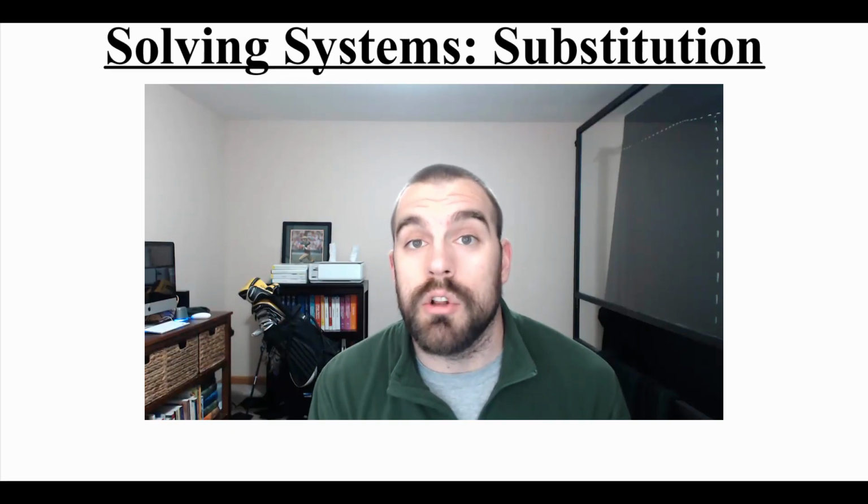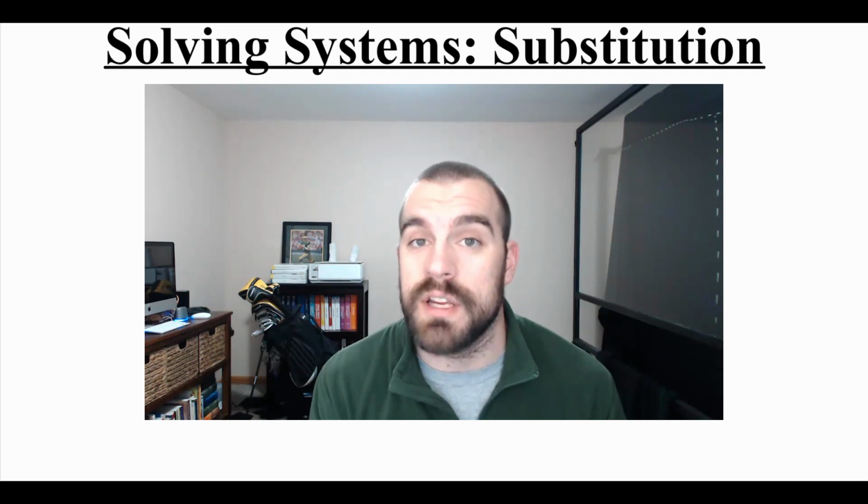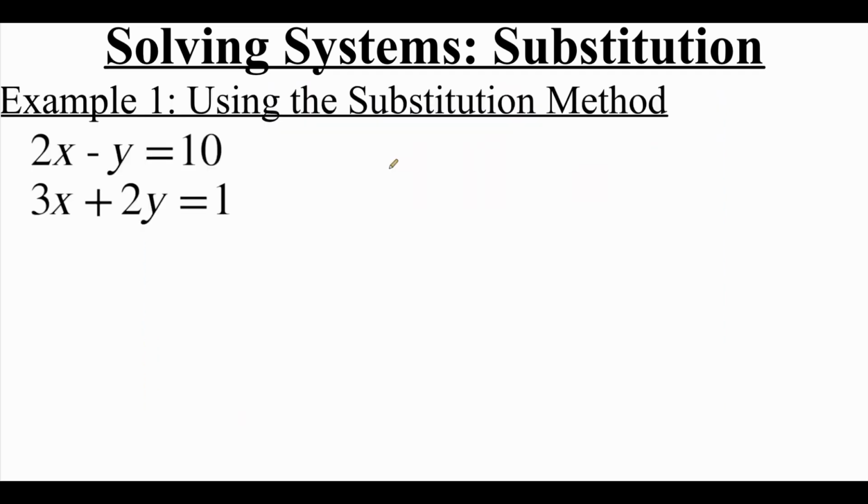In this video, we're going to look at solving a system of equations using substitution. So as we're talking about a system of equations, we're talking about a group of equations. And here we've got the equations 2x minus y equals 10 and 3x plus 2y equals 1. And what we're going to be looking for is the x and y ordered pair that satisfies both of these equations at the exact same time.